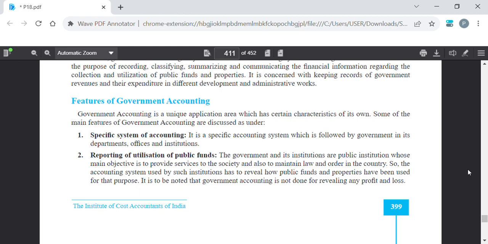So the accounting system used by such institutions has to reveal how public funds and properties have been used. What is the main purpose of the accounting system? It is used to reveal how public funds and properties have been used. For that purpose, it is to be noted that government accounting is not done for revealing any profit and loss.